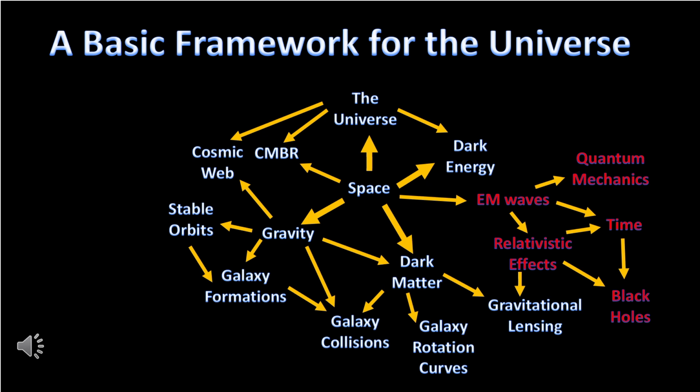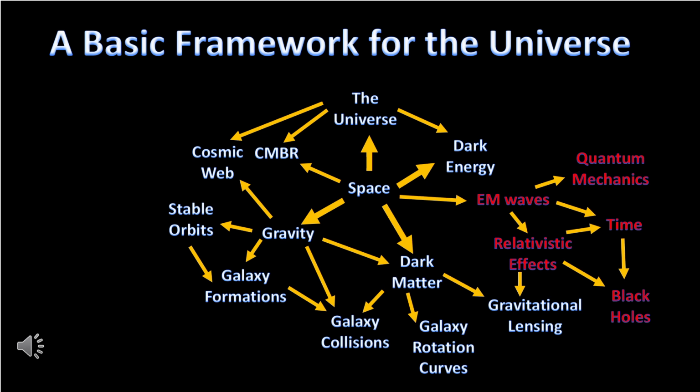If we say that space is a medium and that gravity is the flow of space, then this can account for stable orbits, galaxy formations, galaxy collisions, and clusters. It can account for all the properties of the cosmic microwave background radiation and the flow of space in our universe as the cosmic web. We can also use our understanding of gravity to better understand galaxy rotation curves, gravitational lensing, galaxy collisions, and therefore many of the properties of dark matter.